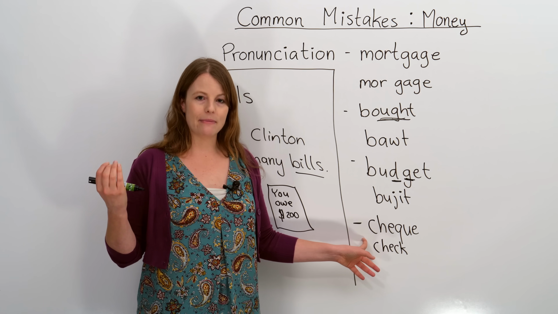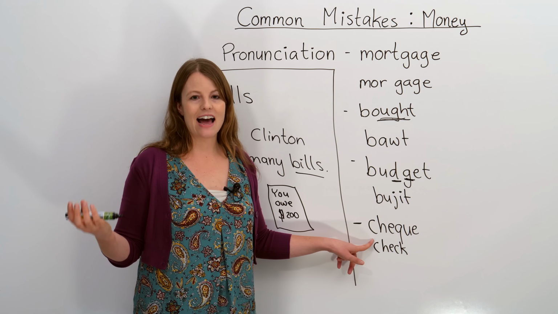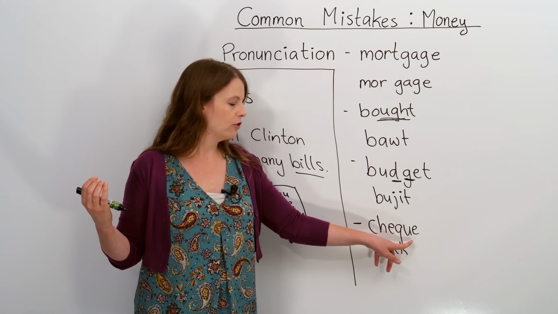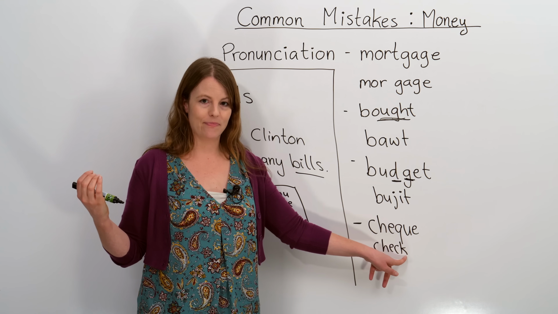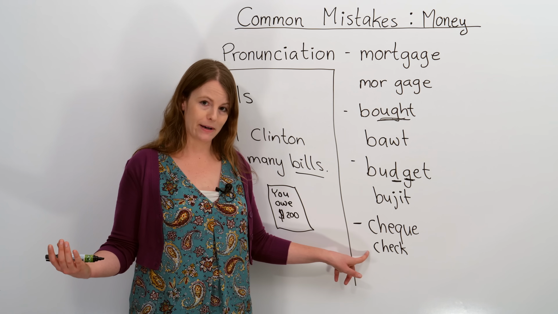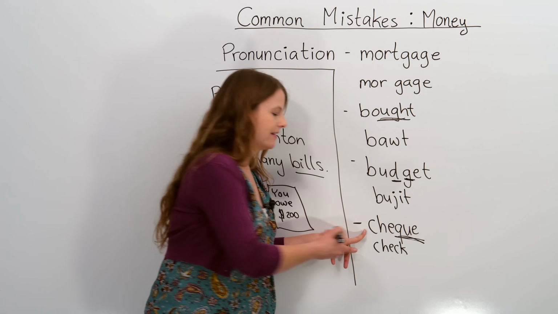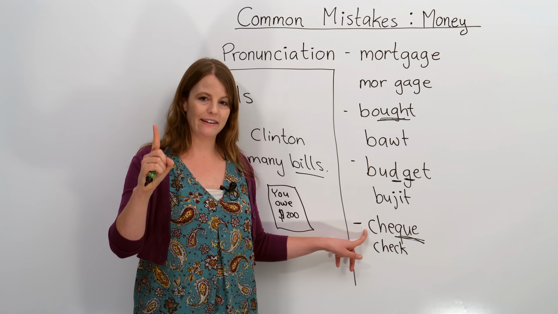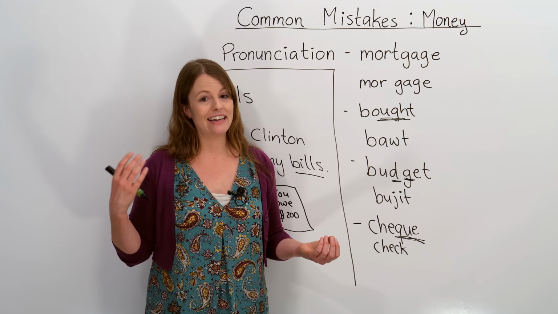Finally, another word I hear many learners make mistakes with is this word cheque. Cheque has two spellings in English. You can spell it C-H-E-Q-U-E, or you can spell it C-H-E-C-K. The pronunciation is the same whether you spell it this way or this way. Some students call this a cheque because they see this Q-U-E, but this is actually only one syllable. We say check. Okay, so that's some of the pronunciation mistakes I hear a lot.